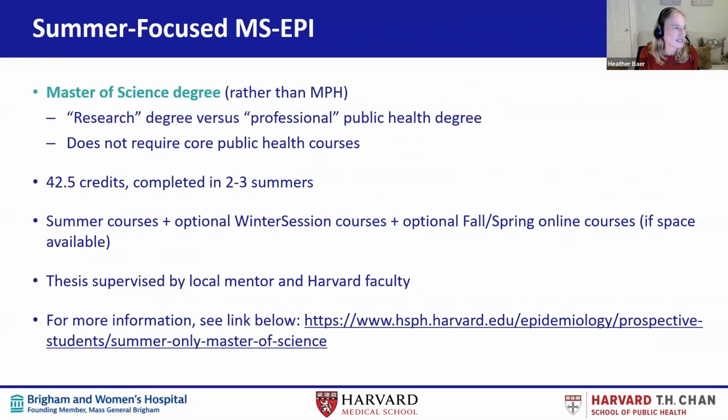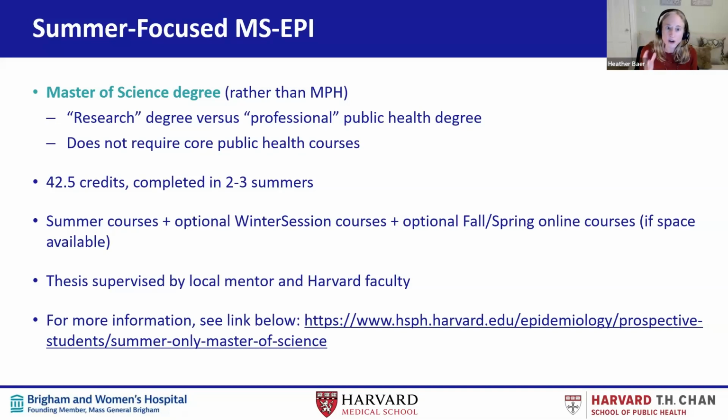Next slide, Fran. I'm going to say just one word about one other degree program, and I won't go into detail about it because I'm not the lead on this particular degree, but there was another degree program that was developed specifically for students coming out of the program in clinical effectiveness, and that's the Summer Focus Masters of Science in Epidemiology. So note that this is a Masters of Science degree, not a Masters of Public Health. So it's slightly different. A Masters of Science is considered to be a research degree versus a Masters of Public Health is considered to be a professional degree or a public health degree.